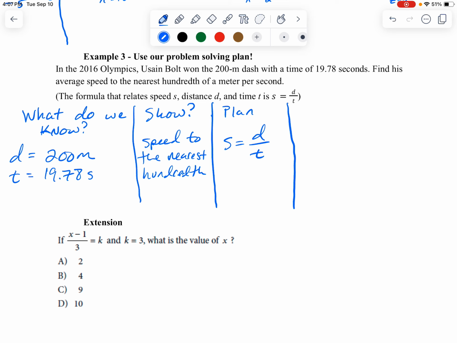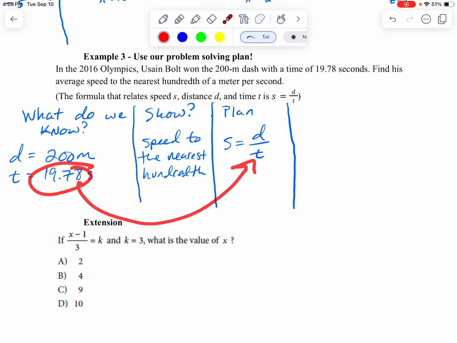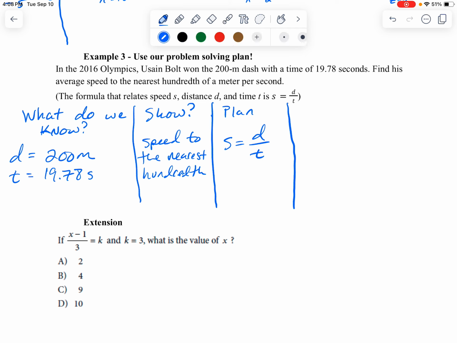So if we kind of just look at all this right here, we've got all of the information in front of us. This is our plan. These are the things I know. I can take this value of distance and I can plug it in for D. I can take this value of time, I can plug it in for T, and we'll have our speed S. So S equals 200 over 19.78. I guess I can leave the meters and the seconds on here because those are relevant. We wanted our answer in meters per second.